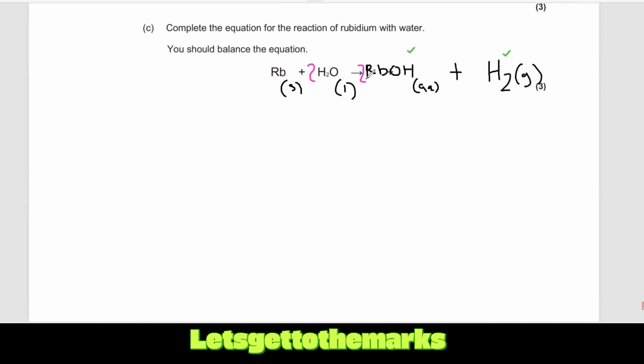The problem is that when I put this big 2 here, I also made 2 Rb's, but luckily Rb is on its own. So we just put a little 2 there and we're solved. Boom. We've balanced it correctly. There we go. All right, let's move on.